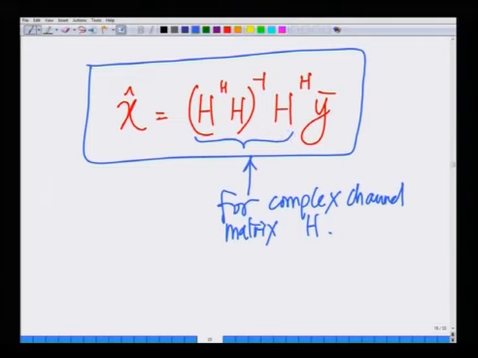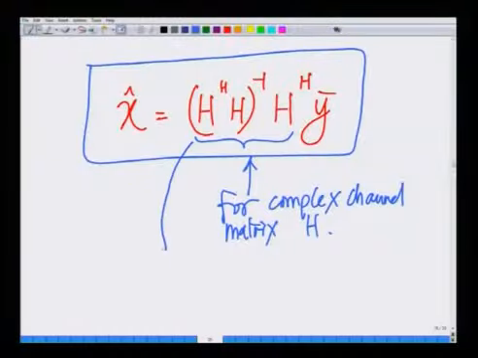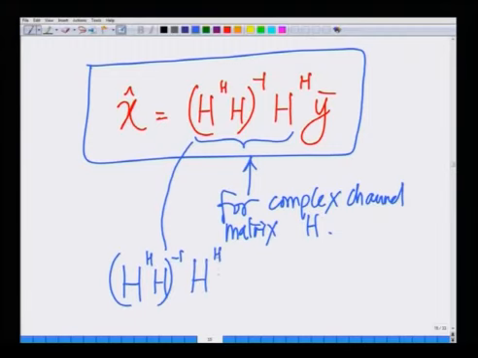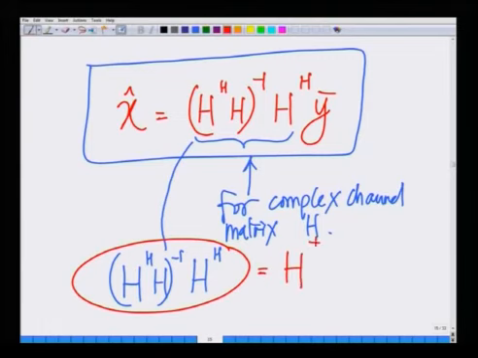This matrix has a name. This is not the inverse. Remember, earlier we had the inverse. This is not the inverse of a matrix. This is known as the pseudo inverse. This H Hermitian H inverse H Hermitian is represented as H dagger, which is known as the pseudo inverse of H.